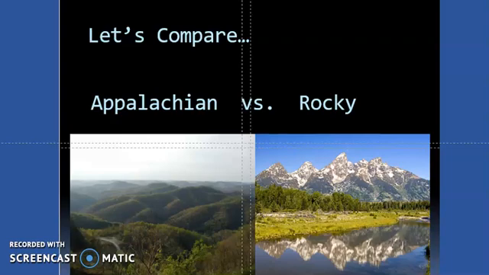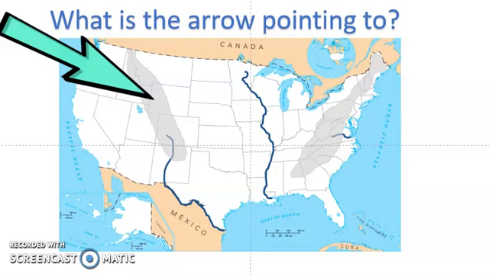What looks different about these two mountain ranges? Very good. These look much higher, and they're pointed like a triangle on top, and there's a lot more snow and fewer trees. Now, let's play a quick game. What is the arrow pointing to? Yeah, that's the Rocky Mountains. They're on the east or the west side of the United States?